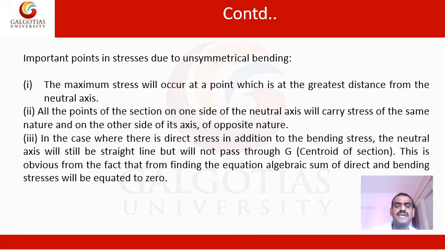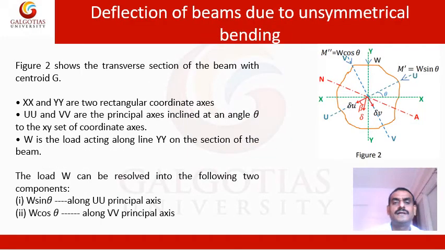The third case is where there is a direct stress in addition to the bending stress. The neutral axis will be a straight line but not passing through the centroid of the section. Next, we'll see the deflection of beams due to unsymmetrical bending.